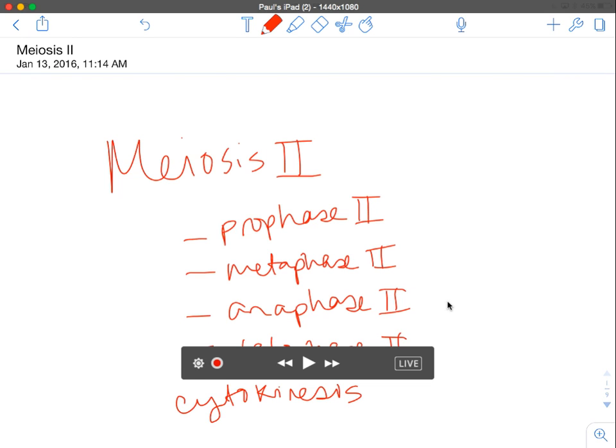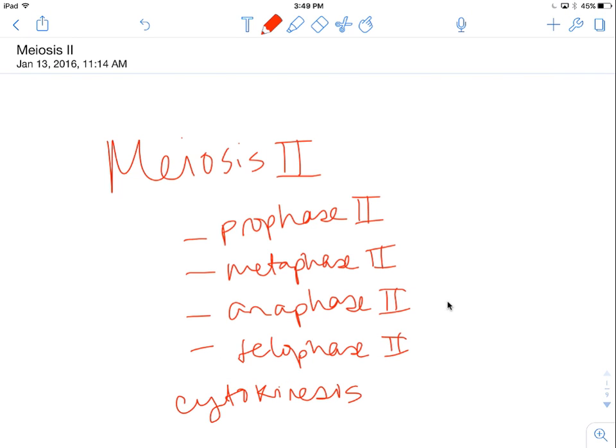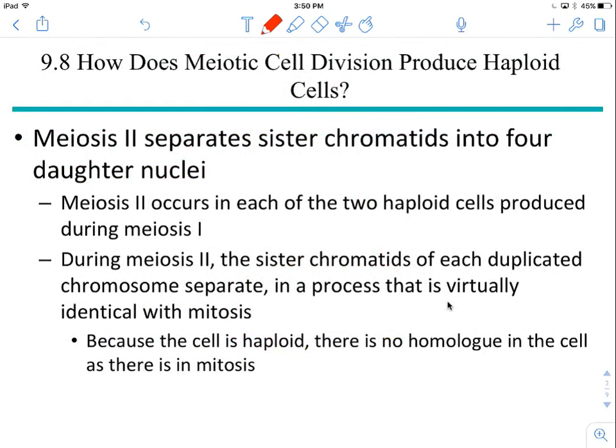Hello, and welcome to the continuing story of meiosis, Meiosis 2. Like meiosis 1 and mitosis, it has all the same phases: prophase, metaphase, anaphase, telophase, but now there's a 2 after them all. Okay, so let's get started.